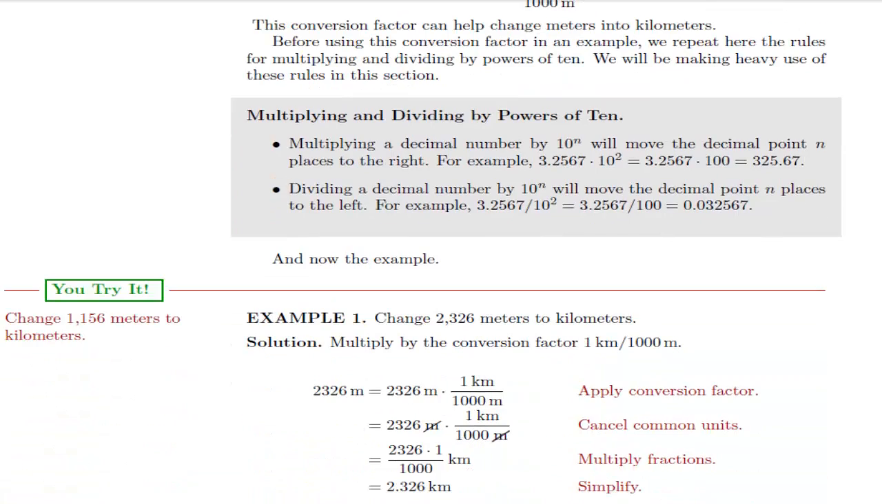Multiplying and dividing by powers of 10. Multiplying a decimal number by 10 to the nth power will move the decimal point n places to the right. For example, the decimal number times 10 to the second power equals the decimal number times 100 equals the decimal number with the decimal point moved 2 places to the right. Dividing a decimal number by 10 to the nth power will move the decimal point n places to the left. For example, the decimal number divided by 10 to the second power equals the decimal number divided by 100 equals the decimal number with the decimal point moved 2 places to the left.